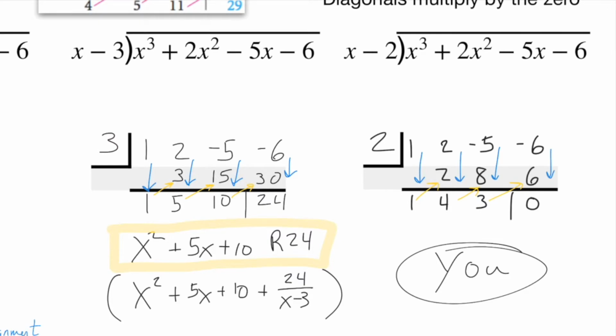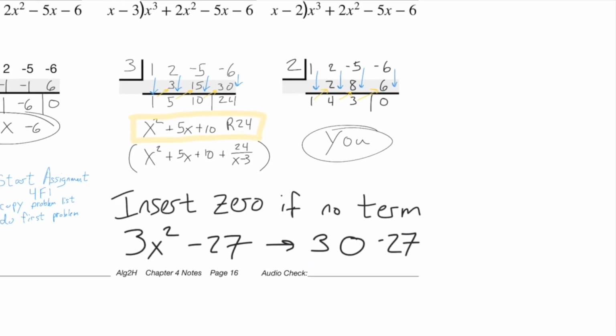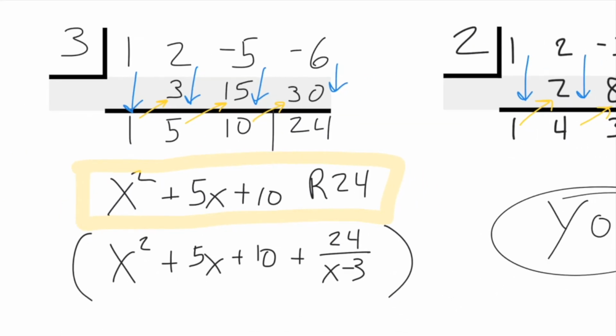By the way, if there were no terms, let's say it was just x cubed and then -6, without these terms here, you would have to write a 1 and then a 0 and then a 0 and then a -6 to hold the place values. That's what I've written right here. Insert a 0 if there's no terms. So if it was just 3x squared minus 27, you'd have to translate that as 3 with a 0. 0 is a linear term. It's not present. You don't see it. And then minus 27. Okay, so we've got it all translated here.